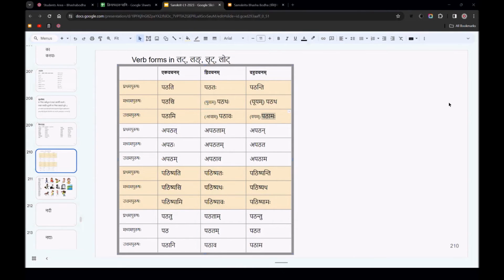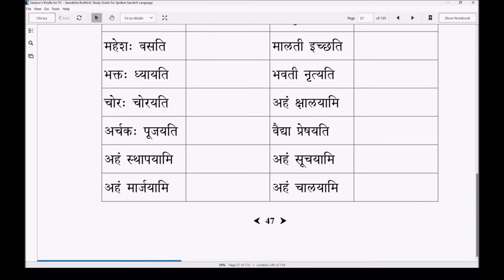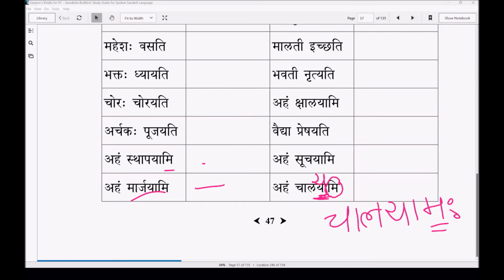Chalayami is there. Ya is there. So don't forget that ya when you are converting that to bahuvachana. Chalayami, chalayamaha. It is not chalamaha. So only that last mi is converted to maha. Chalayamaha. Same thing, marjayami, marjayamaha. Sthapayami, sthapayamaha. Pujayami, pujayamaha. Everywhere.